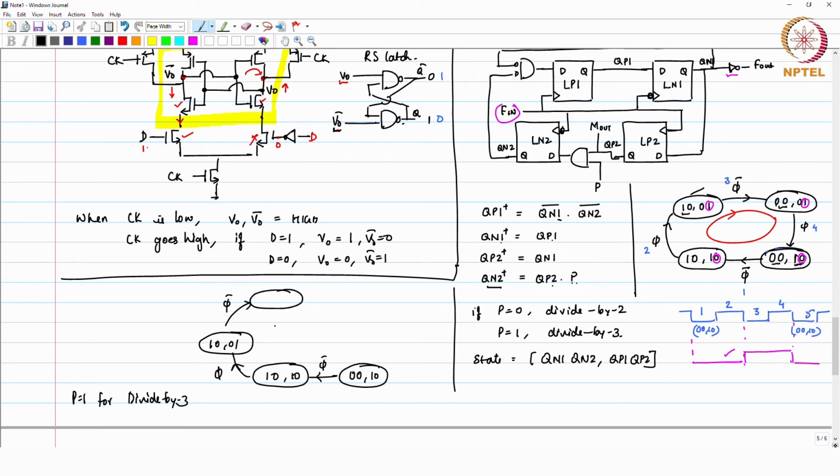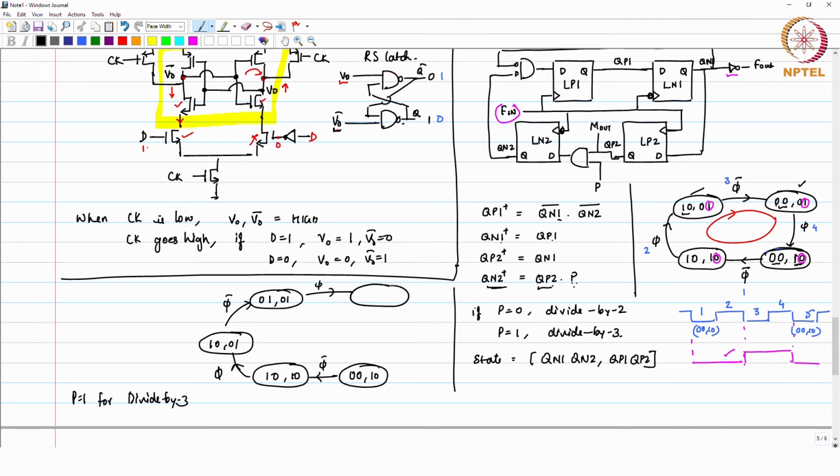So, falling edge QP1 remains same, QP1 QP2 remains same, Qn1 and Qn2. So, now you see Qn1 is QP1 which is 0 and Qn2 is QP2 times P. QP2 is 1 here, P is 1. So, this becomes 0 1 0 1. So, your fourth state is different from here. Then you get another rising edge of the clock.